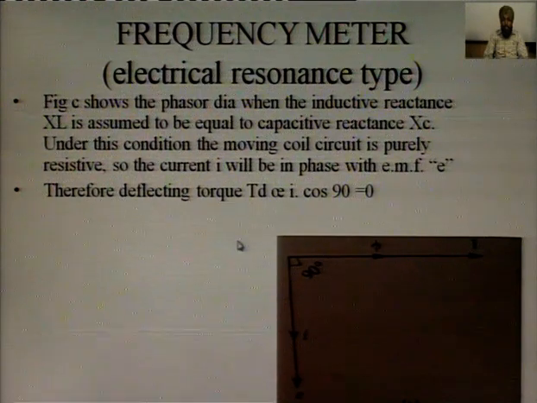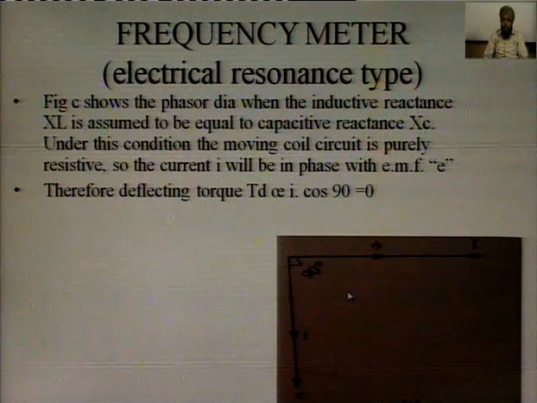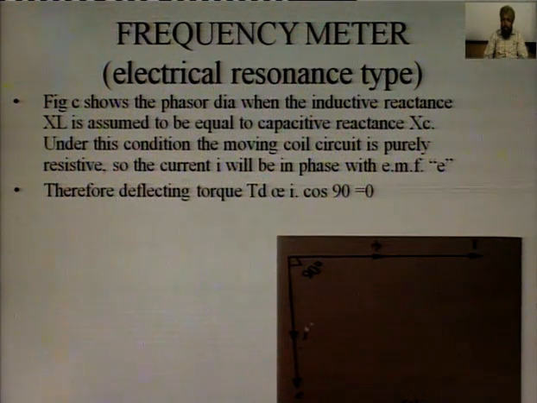Figure C shows the phasor diagram when the inductive reactance XL is assumed to be equal to the capacitive reactance XC. Under this condition, the moving coil circuit is purely resistive, so the current i will be in phase with the EMF E. Therefore, deflecting torque Td is directly proportional to I cos 90. Cos 90 equals 0, and deflecting torque will be 0.